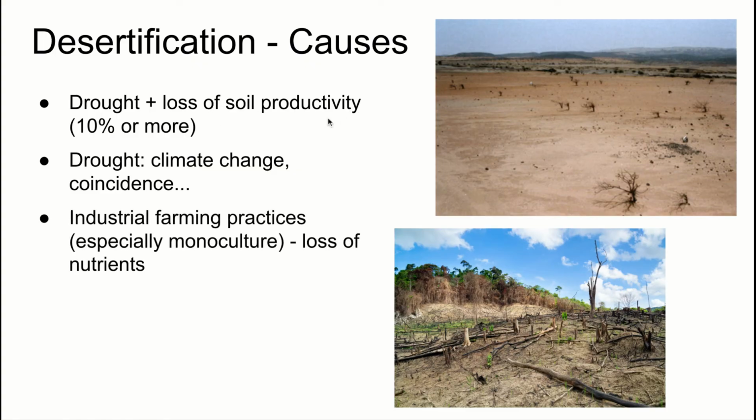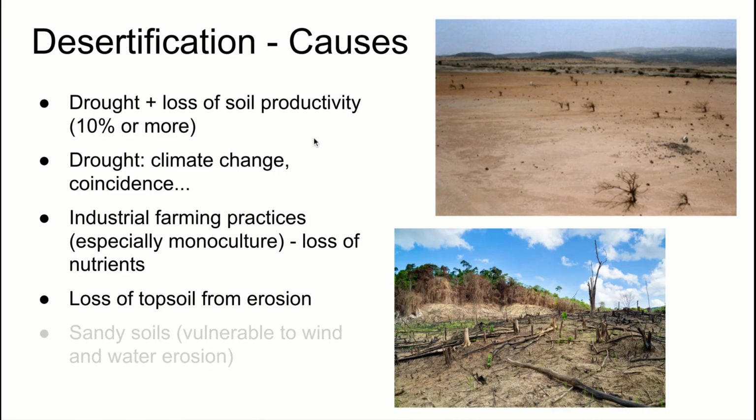What's causing the loss of soil productivity? Well, that would be a loss of nutrients. Industrial farming practices, especially monoculture, growing the same crop in a field over and over and over, is associated with a loss of nutrients, because all plants of that crop are taking the same nutrients out of the soil, and they will deplete those nutrients pretty quickly. A loss of topsoil from erosion will also accelerate desertification. When we lose those nutrients, we are rushing toward a loss of soil productivity. When coupled with a drought, we have desertification.